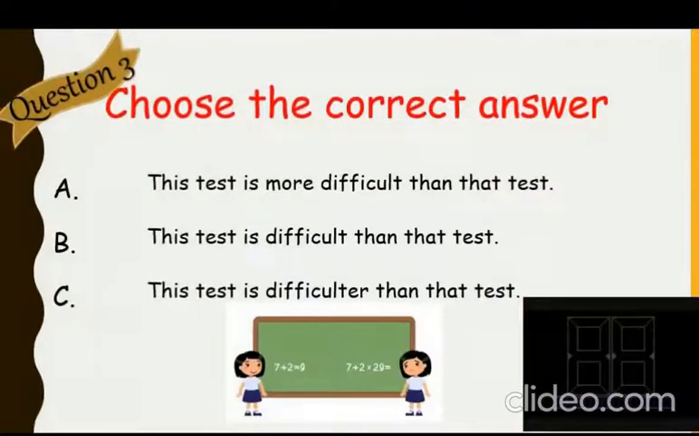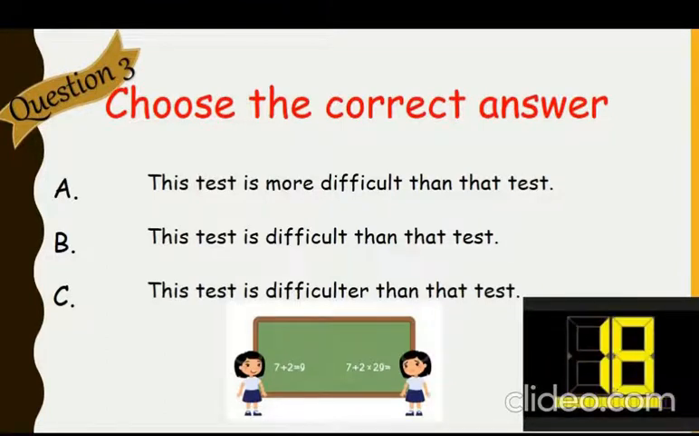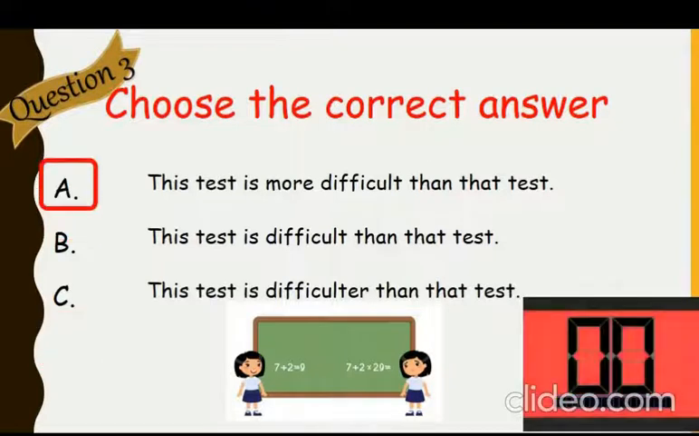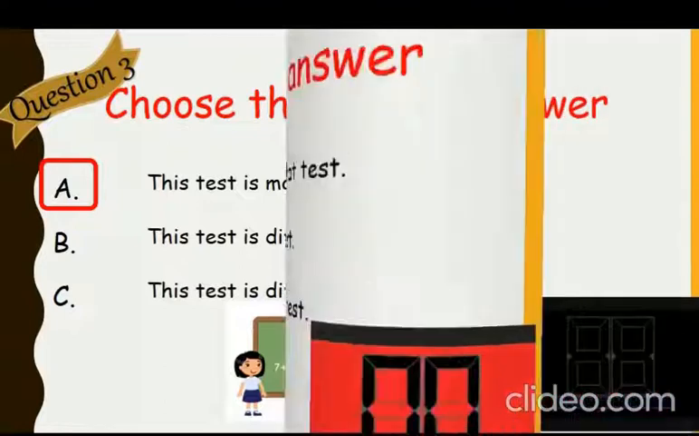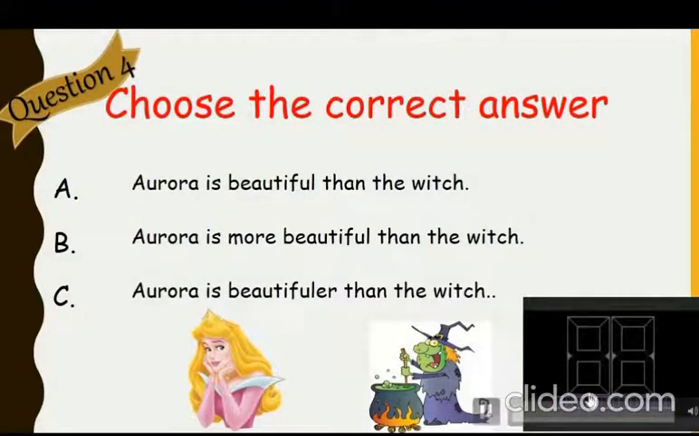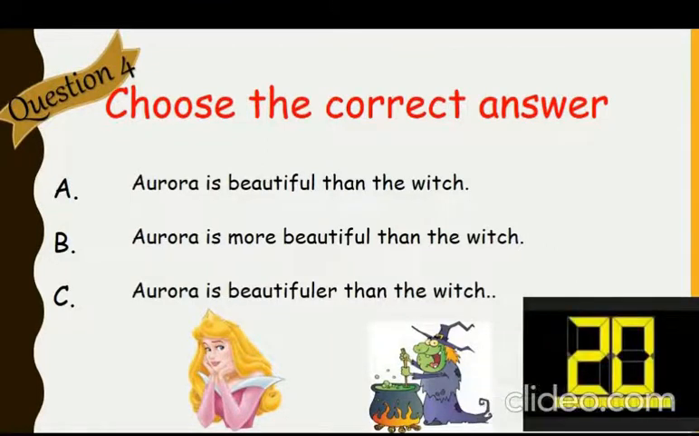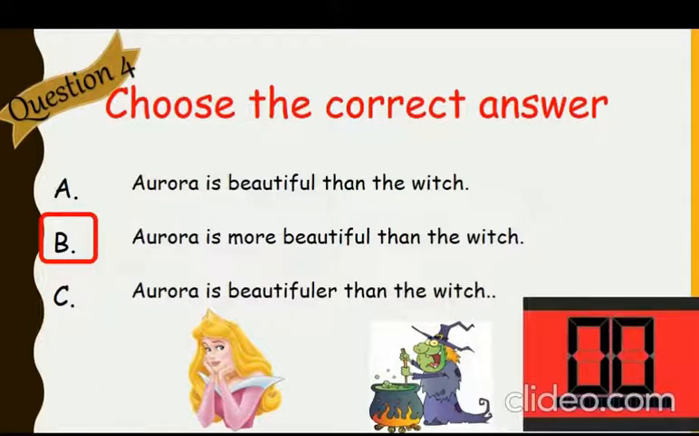Okay, number 3. I wish you the best of luck. 20 seconds on the clock, please. Your time starts now. Okay, it's A. This test is more difficult than that test. Now, question number 4. I wish you the best of luck. 20 seconds on the clock, please. Now. It's B. Aurora is more beautiful than the witch.